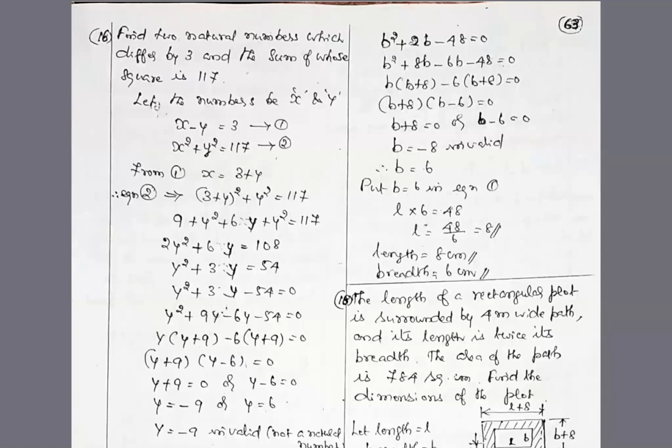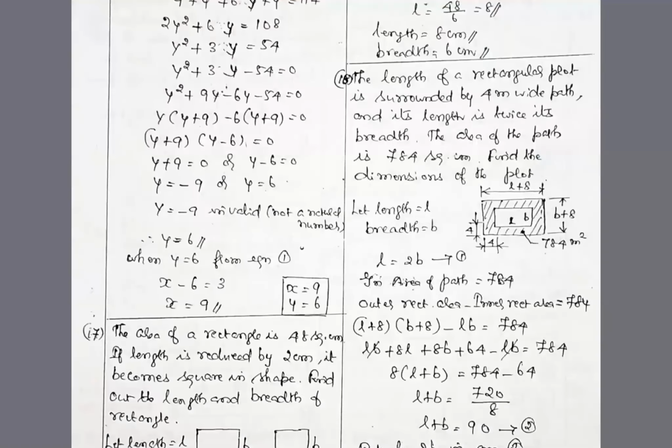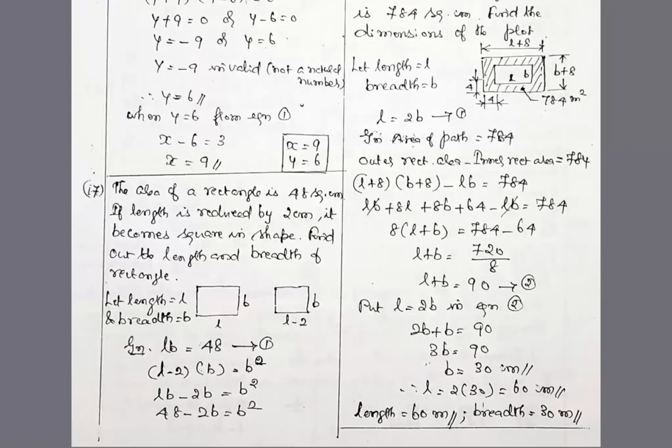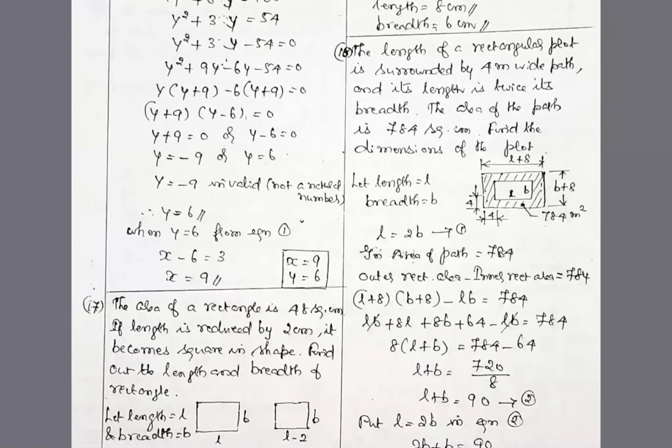So all the steps are only calculation. Only the equation formation is the new idea. LB is equal to 48. Second equation, length is reduced by 2, so L minus 2 into B is equal to B square. So remove the bracket, do the calculation.